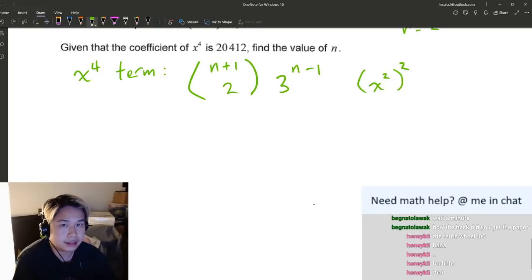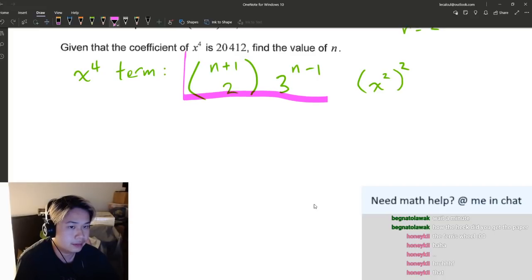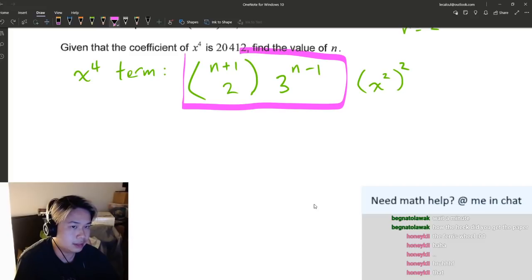Now it says that the coefficient of this is 20,412. So if you look at the factors that contribute to the coefficient, it will be these 2 factors right here. This combinatoric number and this 3 to the power of n minus 1. So this will equal 20,412, and then we can solve for n from there.